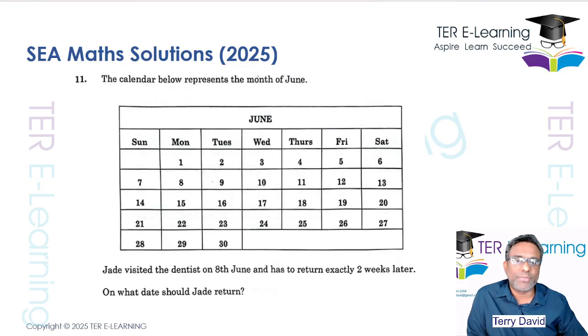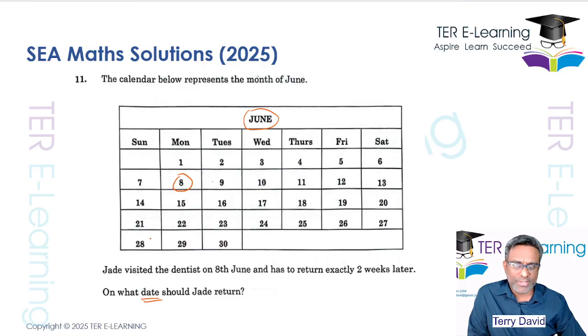Number 11, right? Jade visited the dentist on June the 8th. So we're in the month of June, right? We are on June the 8th. And they said that she has to return to the dentist exactly 2 weeks later. What date is she going to return?